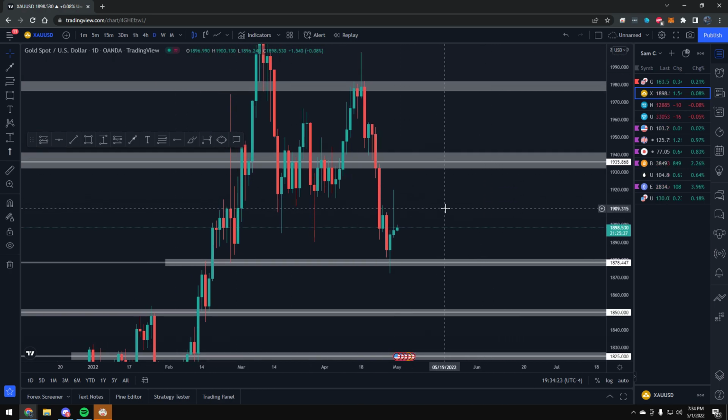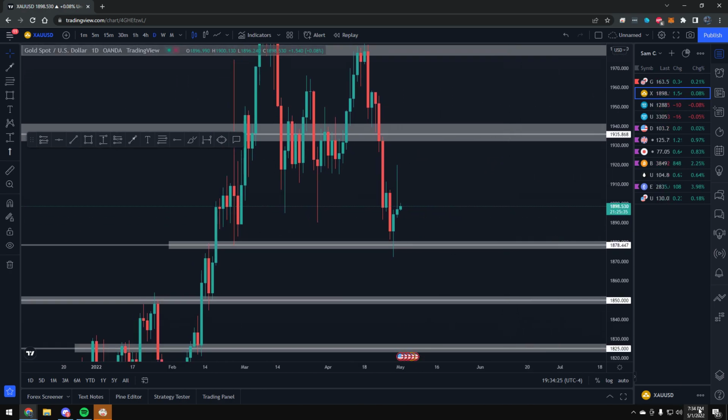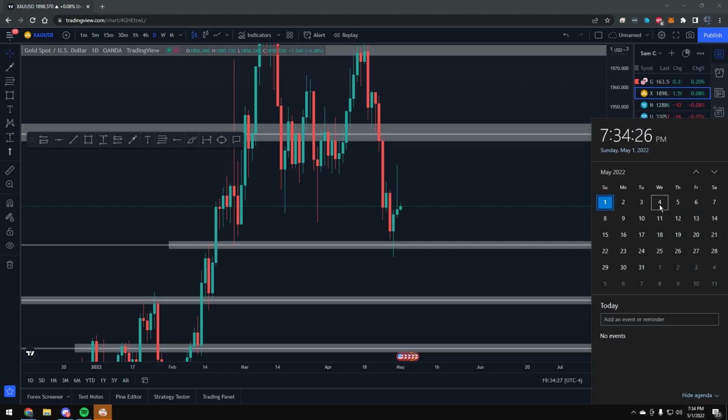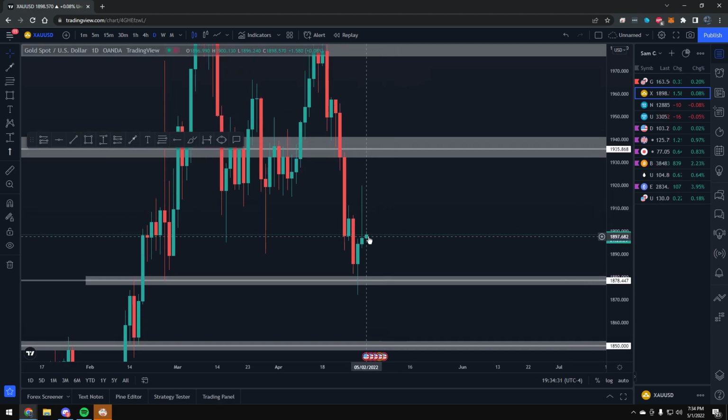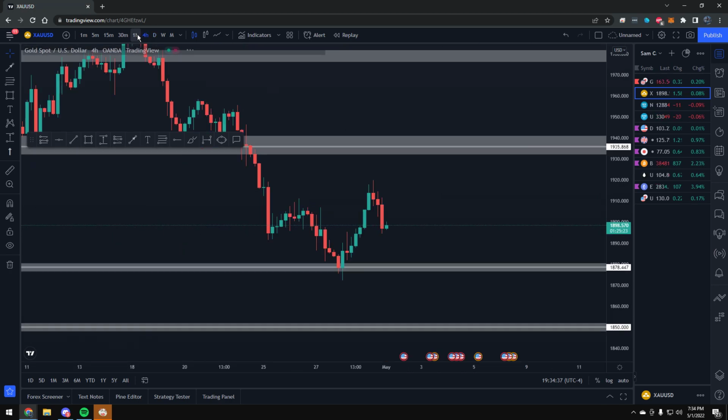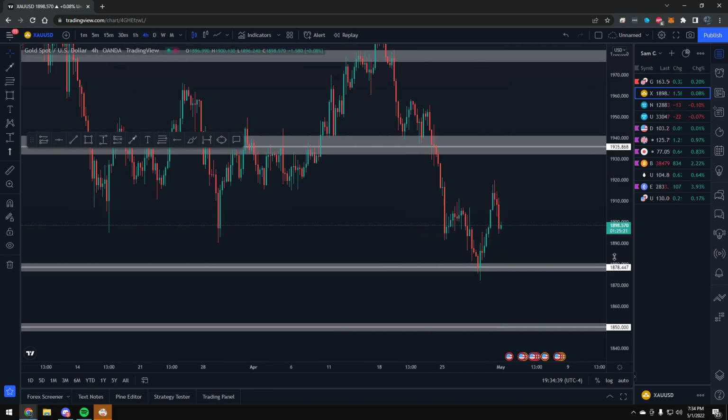We have our first FOMC statement on Wednesday, which happens to be Wednesday, May 4th. So we'll see what happens. There's a good chance that they might pull price back up to here to have the best opportunities for short positions. That's usually just how the market works and what gold will do. So we'll have to see.